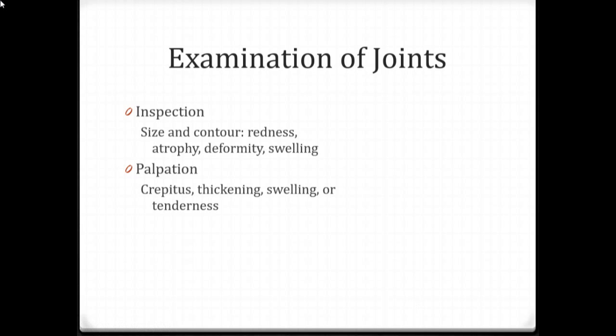Okay, when we're talking about examination of joints, we're going to start with inspection like we do anything else. You're looking for size and contour, redness, atrophy, any deformities, any swelling. The different joints we're going to assess, we're going to start with the TMJ, the temporomandibular joint. And we've assessed this when we did HENT, and you're just going to assess that the same way.